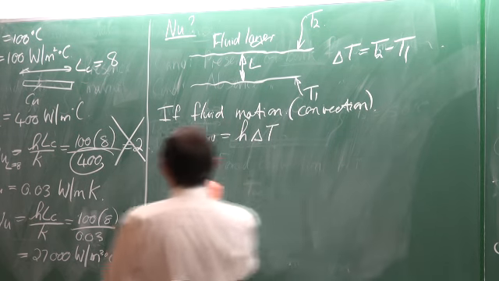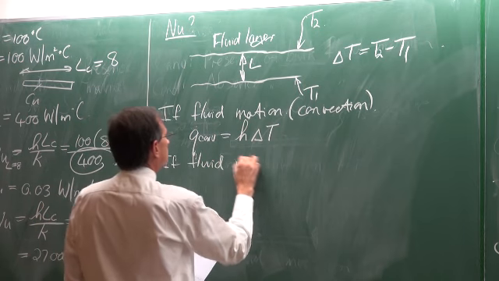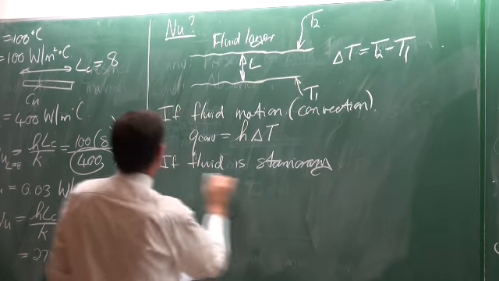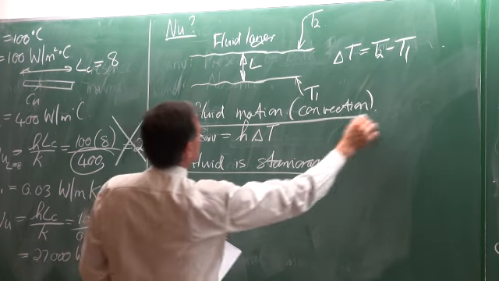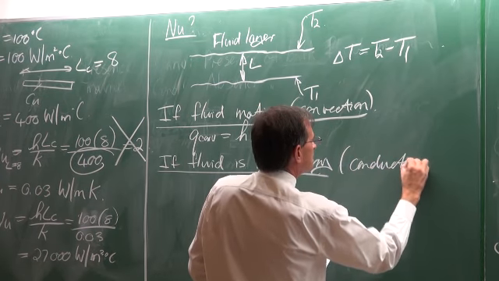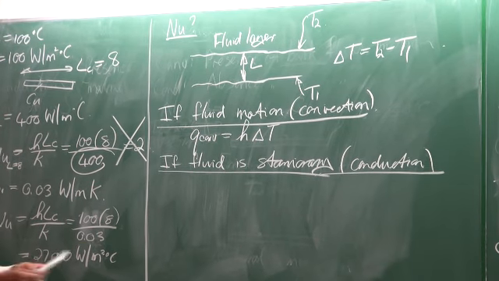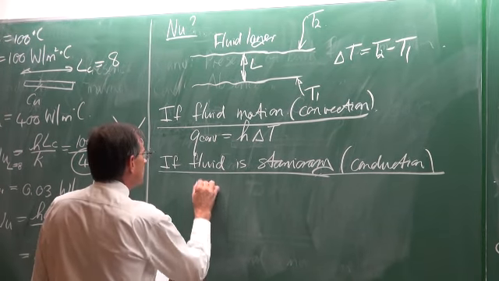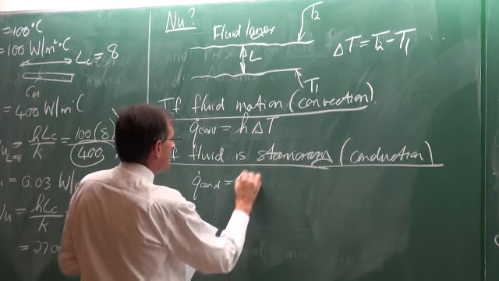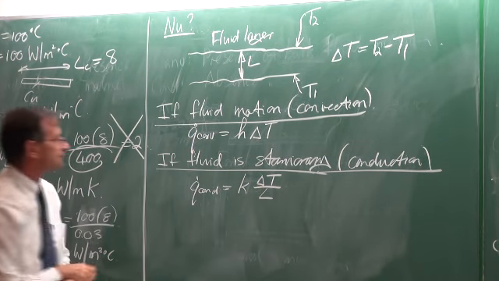If the fluid is stationary, okay. So firstly, if it's in motion, then if it's stationary, then it would be conduction. And if it's conduction, then we can say that the heat transfer rate of conduction is equal to K multiplied by delta T divided by L.